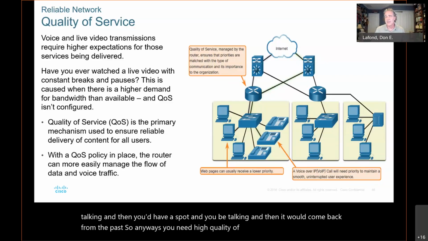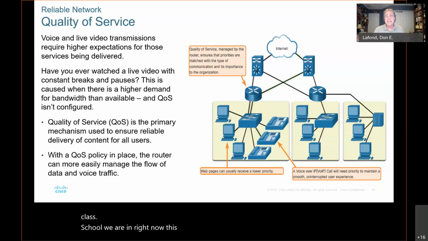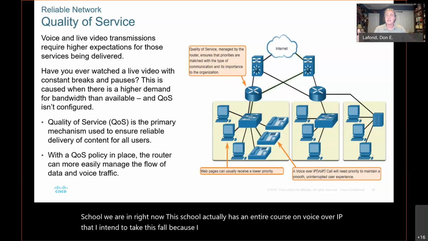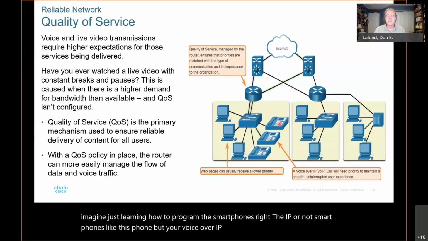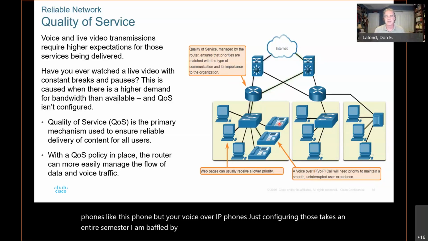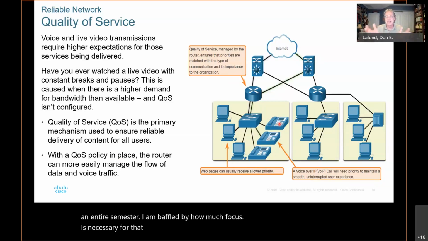That's not taught in this class. The school we are in right now actually has an entire course on voice over IP that I intend to take this fall because I want to learn more about it. But can you imagine just learning how to program the smartphones? Not smartphones like this phone, but your voice over IP phones. Just configuring those takes an entire semester. I am baffled by how much focus is necessary for that one class. How can there possibly be that much information? Anyways, I'll let you know after I take it. Maybe I'll make some videos then too.